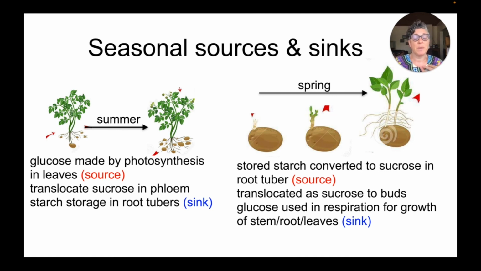Once the potato plant starts to be fully into summer and doing lots of photosynthesis, we're back to the leaves being the source and the tuber being the sink. So depending on the season, different types of plants may have different structures that can act both as a source and a sink.